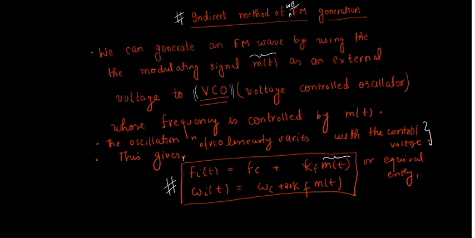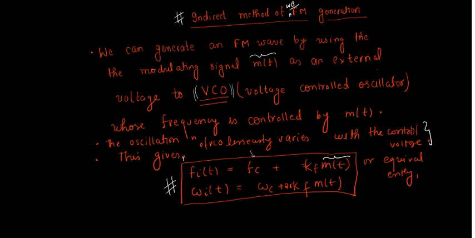So if we apply the modulating signal m(t) as an external voltage to the VCO, its frequency will be linearly dependent on the message signal m(t). The oscillation frequency of the VCO linearly varies with the control voltage. So that is what we want, right? That the instantaneous frequency must change as your message signal changes, or more precisely, the frequency deviation must be proportional to m(t), right?